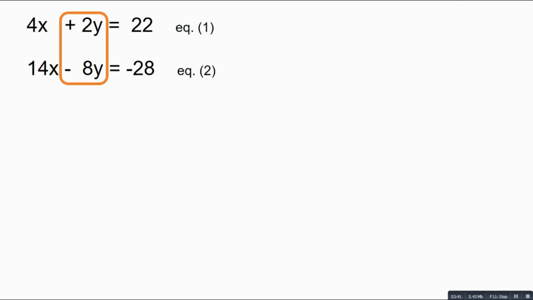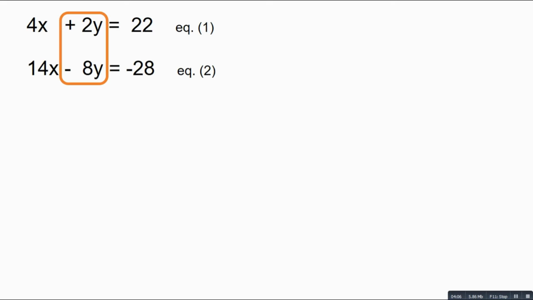The first one is to make the plus 2y become a plus 8y, and in order to do that, you just multiply it by 4. So 4 times plus 2y becomes plus 8y. If you add it to minus 8y, you end up with 0. The only problem here is you can't just multiply 2y by 4. You have to multiply the whole equation 1 by 4. So this is the process that we will do now.